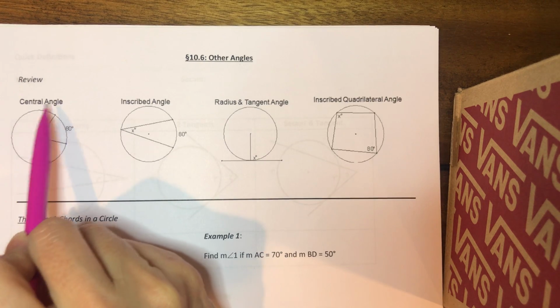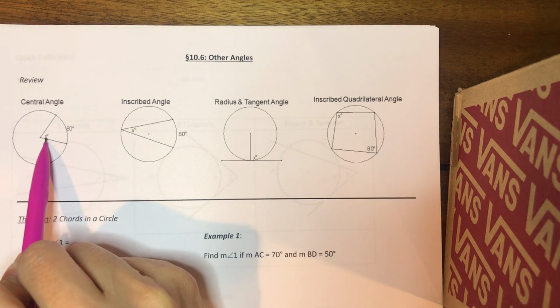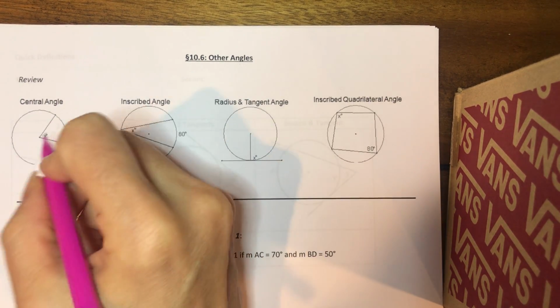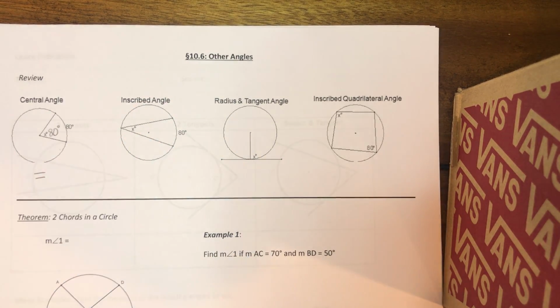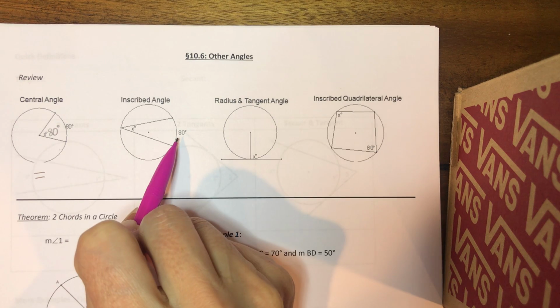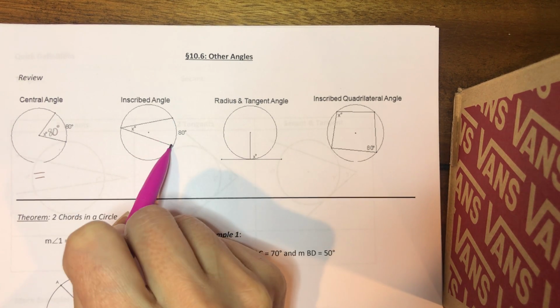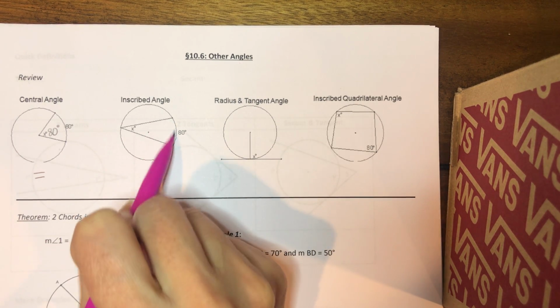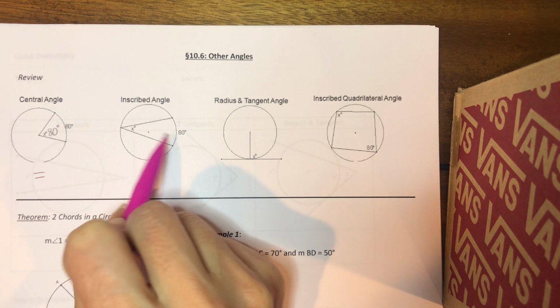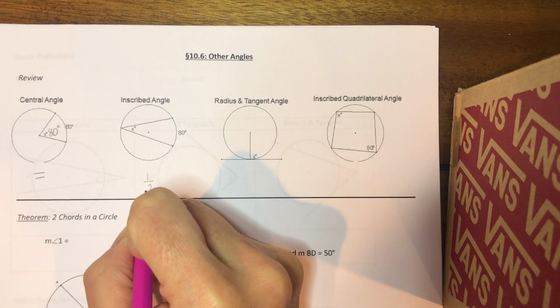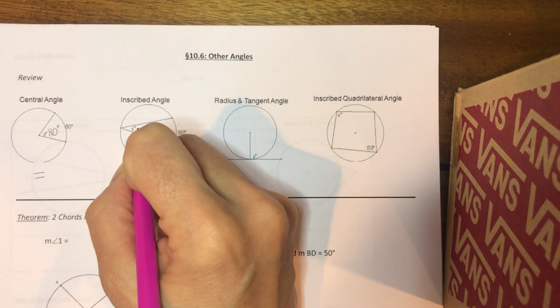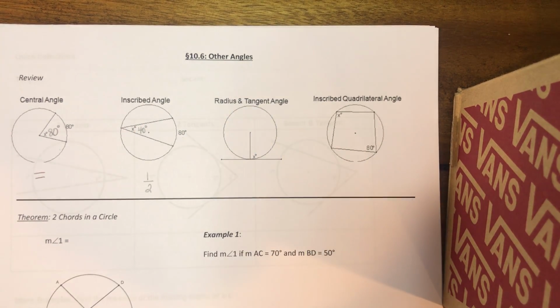So a central angle. Let's remember that a central angle and its intercepted arc are equal. So x is 80 degrees. These are equal. An inscribed angle, if they give you the arc measurement and they want to find out the angle measurement, we just need to take half. So if the arc is 80 degrees, the angle is 40 degrees.